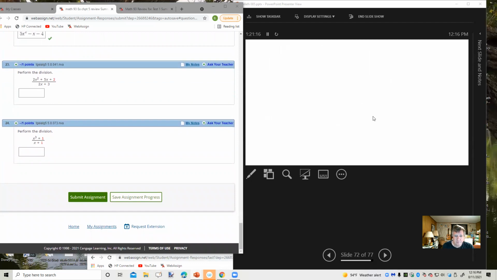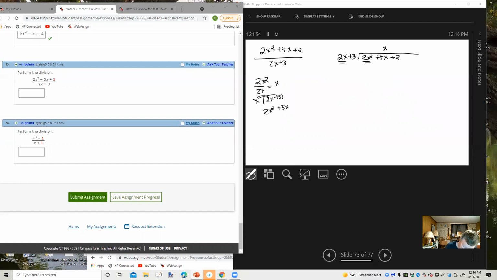Perform the division. 2x squared plus 5x plus 2 divided by 2x plus 3. So 2x plus 3 goes outside. 2x squared plus 5x plus 2 goes inside. Nothing missing. Everything's in descending powers order. Leading term inside divided by leading term outside gives us x. Take x times the 2x plus 3. 2x squared plus 3x.